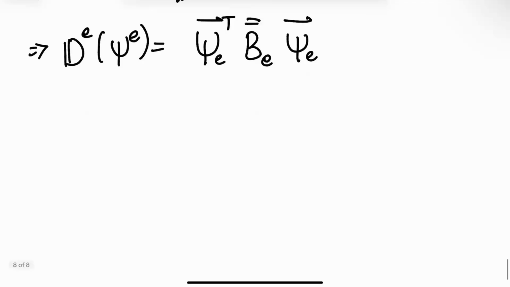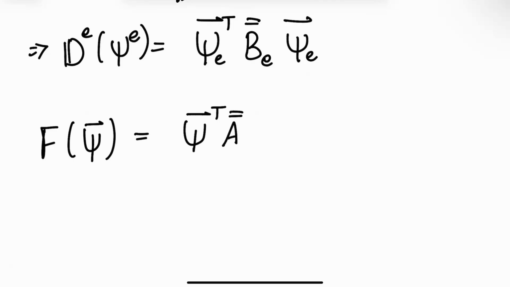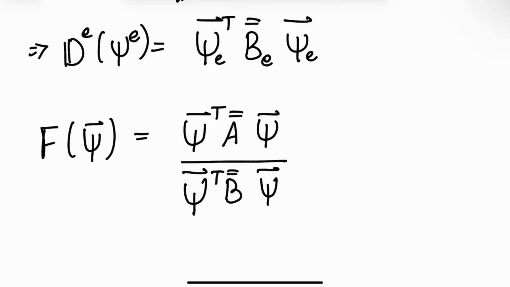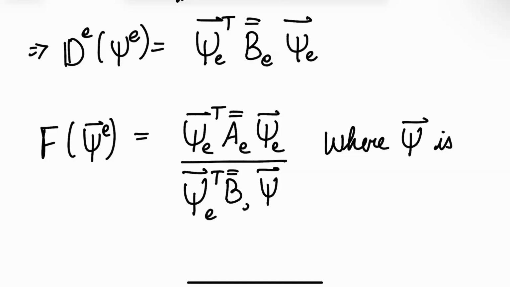Okay, so now I can go back to my f of psi as a vector, because now the vector is the only unknown. It is in this form, divided by psi transpose B psi, right? Where psi is, maybe I should specify this. So this is for every element, we had this to be true, right? It is for each element.